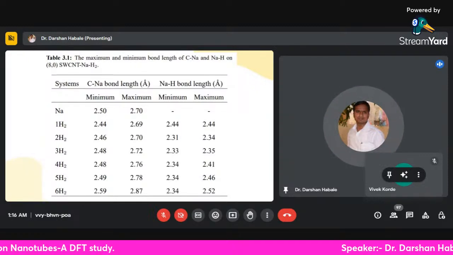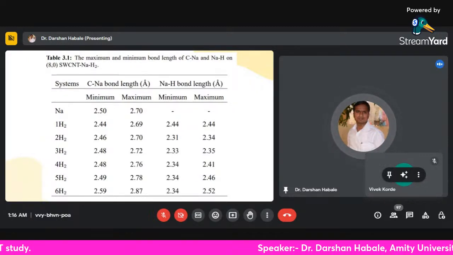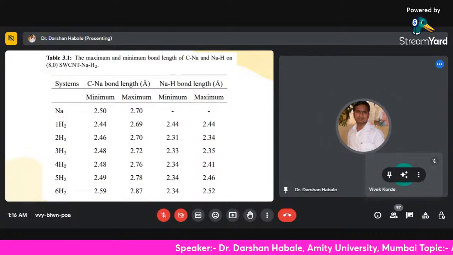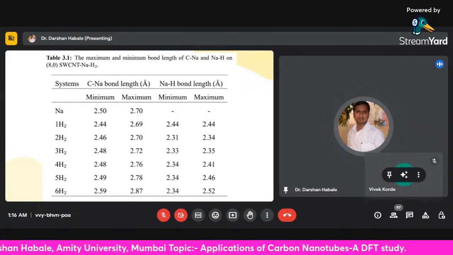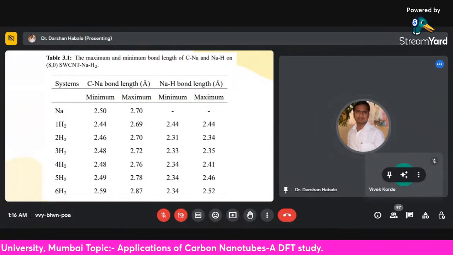So the sodium to hydrogen bond varies from 2.3 to 2.4 for the minimum, and 2.4 to 2.5 for the maximum. So this summarizes all the bond lengths from carbon to sodium and hydrogen to sodium.